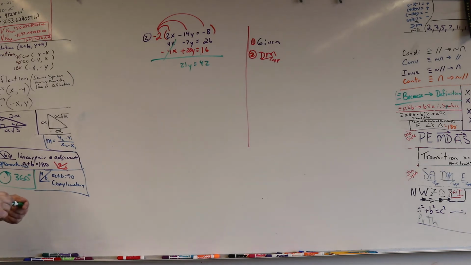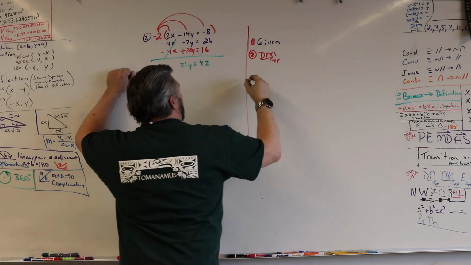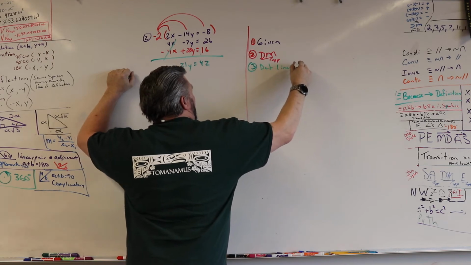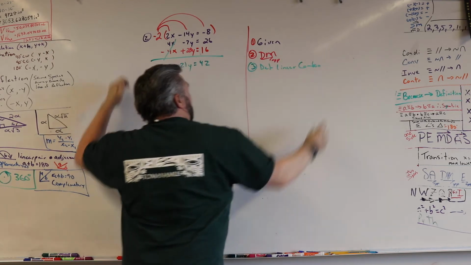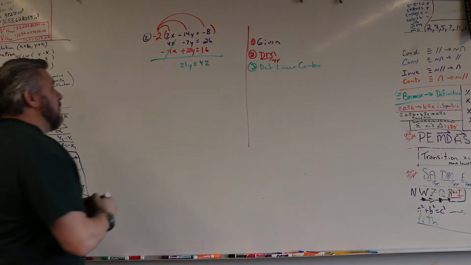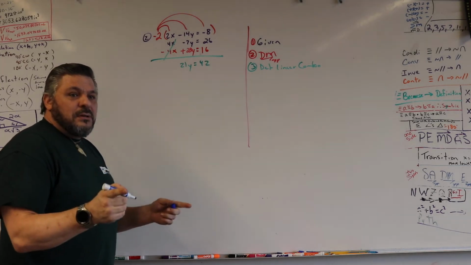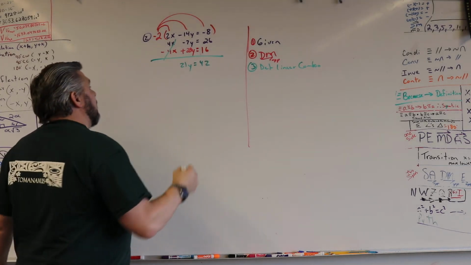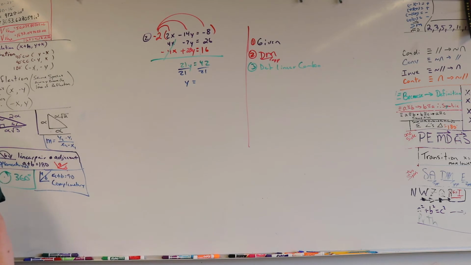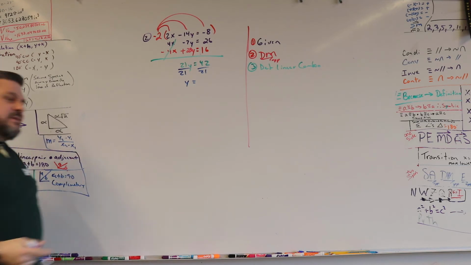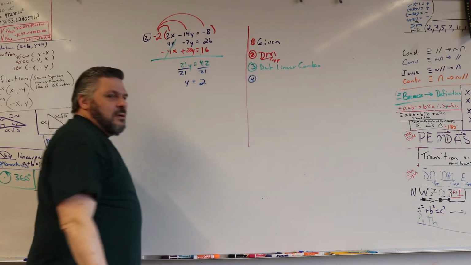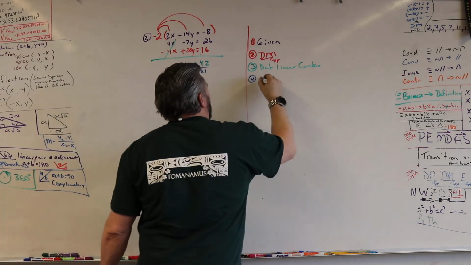Okay. And so what did we do there? Definition of what? Linear combo. Good job. Okay? Now what? Divide. So y equals, how many times is 21 going to 42? Twice. Good job. So y equals 2. Okay? What's that called? DM. DM. Good. I did it on both sides. So DM.